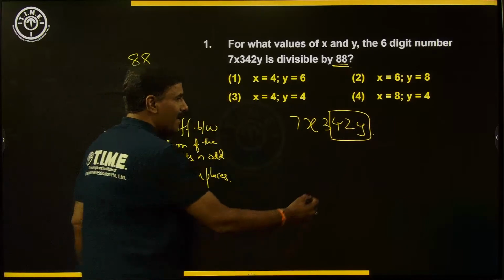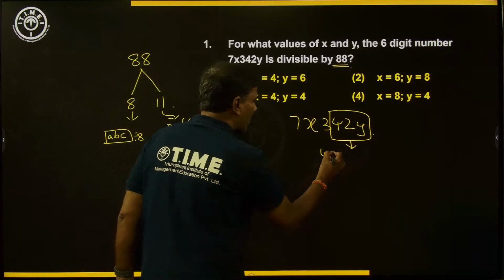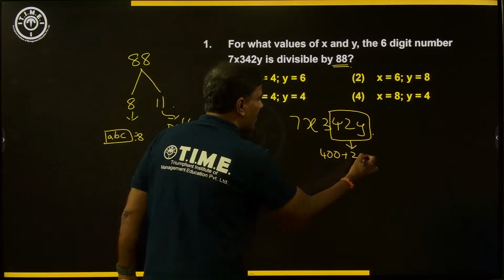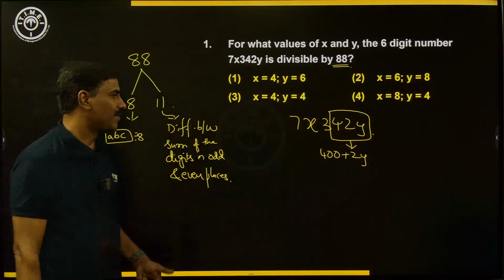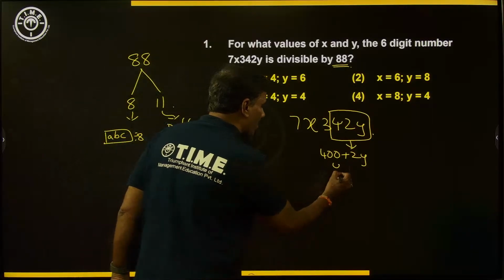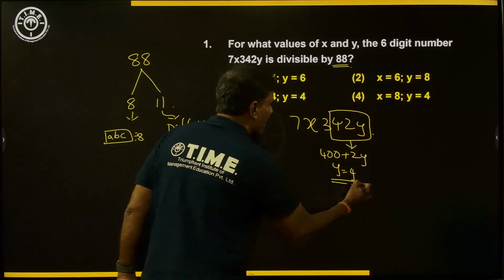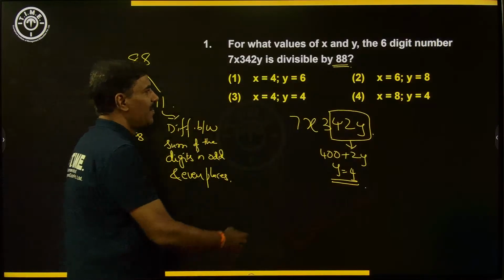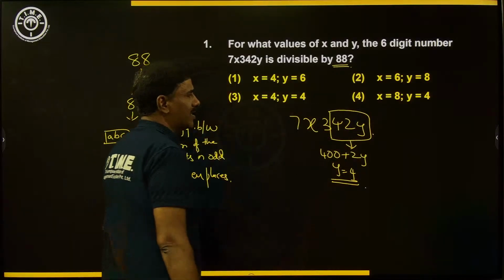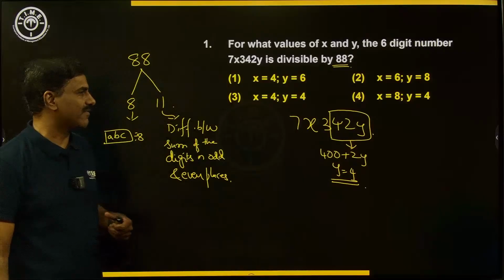So if you are looking at multiples of 8, we know 24 is divisible by 8. So that means we can say, if y is 4, this number becomes divisible by 8, right? So there are two options which are focusing on y as 4, choice 3 and choice 4. So one of them will be our answer, we understand.